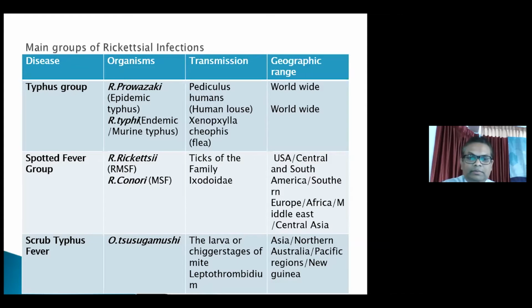When it comes to scrub typhus, as you all know, Orientia is the causative organism, and it is transmitted by the larval or chigger stage of a mite called Leptotrombidium. And also it is found in Asia, Northern Australia, the Pacific region, and some New Guinea region as well. The important thing in this slide is that these three categories of cases are found in our country, so I will go through the literature with my presentation.